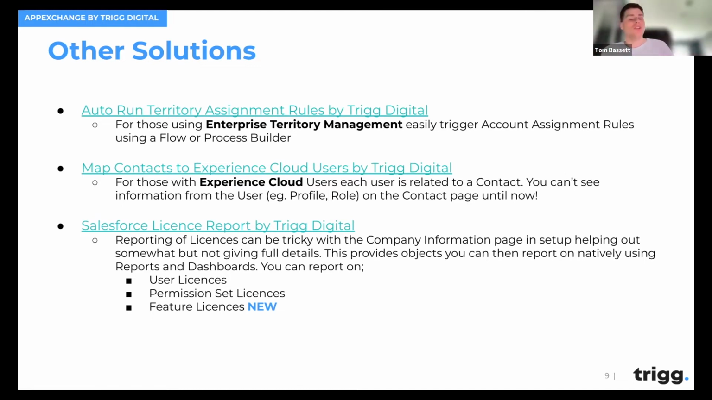You can report on user license usage, permission set license usage, and we've just released a new version which allows you to report on feature licenses. So that's like marketing user, chat user, knowledge user. So you can easily see who's using what license. The app provides two custom objects, Salesforce license and Salesforce license assignee. So you can see your licenses, and then underneath you can see who's consuming which. As a result, you can use reports and dashboards that you all know, hopefully, how to use to report on exactly that and understand where your licenses are going.